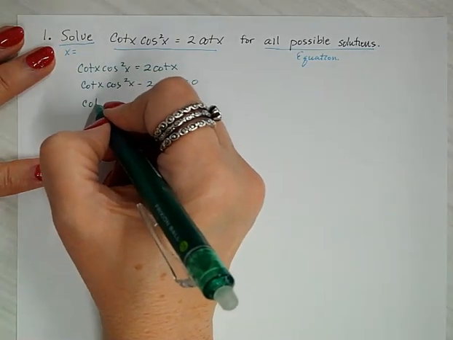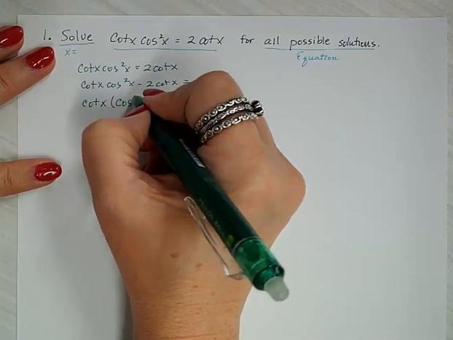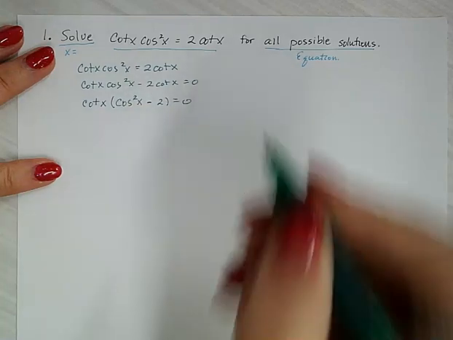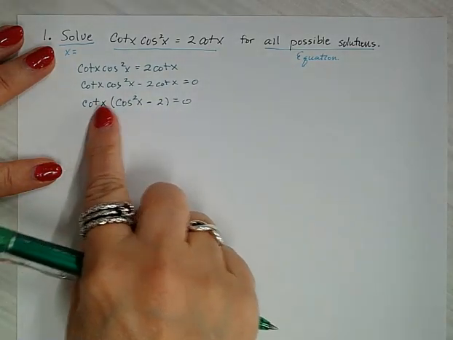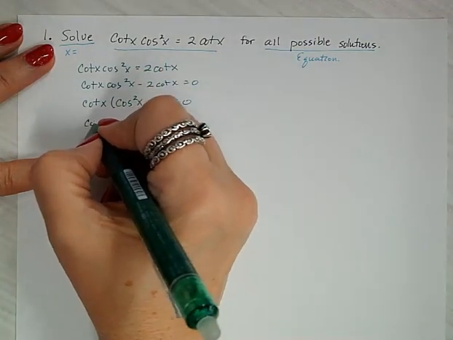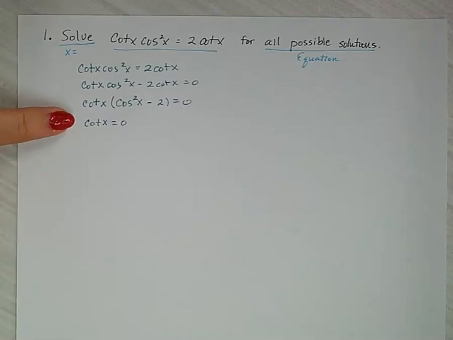So I'm going to take out that common factor of cotan x, which is going to leave me with cosine squared x minus 2 equals 0. So now I have two factors, one here and one here. So just like we have in all our previous equations, we're going to set cotan x equal to 0. So remember, cotan is cosine over sine.